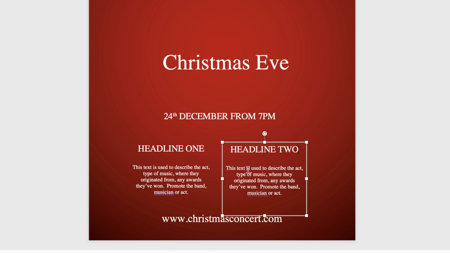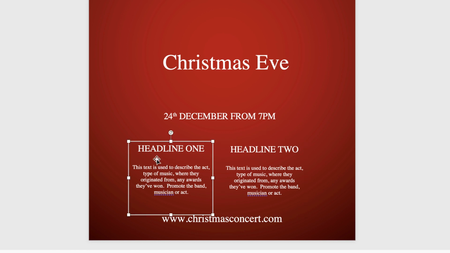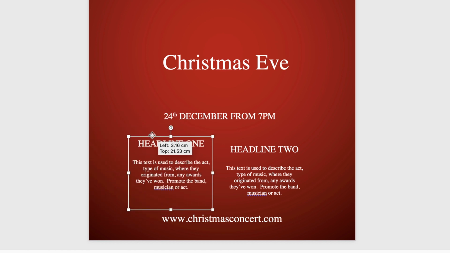Now, sometimes when you've clicked on a text box, you try to write inside and you can't. And that's because your cursor, when it's a cross-headed arrow, means that all you've done is select the text box. And then you can move it round, but you haven't selected the text. You need to double click inside to make sure that you're actually inside the text box to then create the text or edit the text.